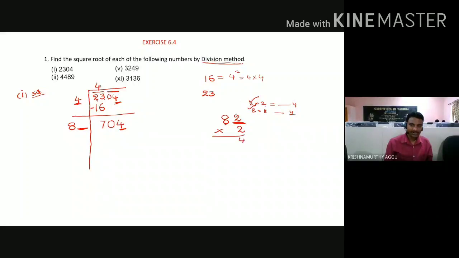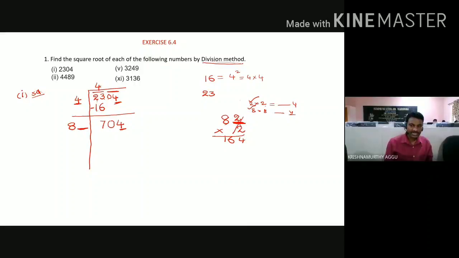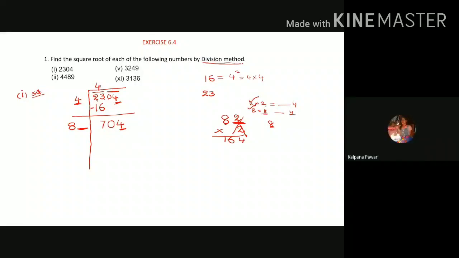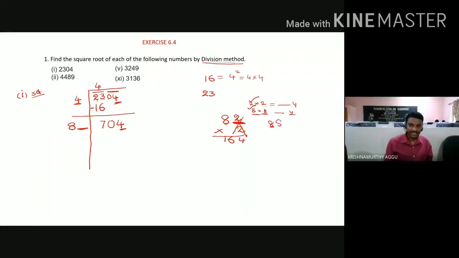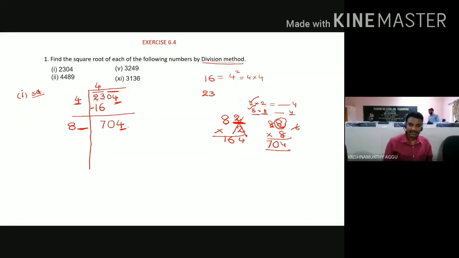Whatever you place in the blank, with that only you have to multiply. 2 2s are 4, 2 8s are 16. Did you get 704? No, sir. So you should not select 2 here. You have to select 8. After 8, 8 is selected, it will be 88. Whatever you select here, with that only you multiply. 88 times 8, 64 plus 6 is 70, so 704. Did you get the same number? Yes, sir.